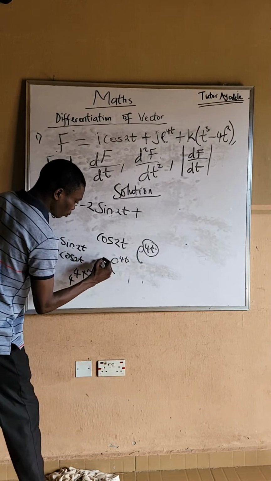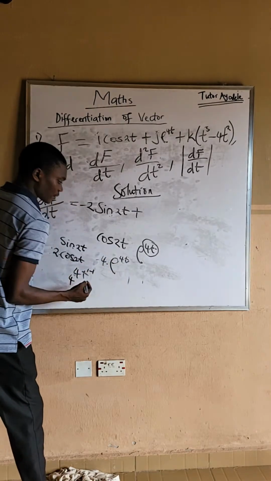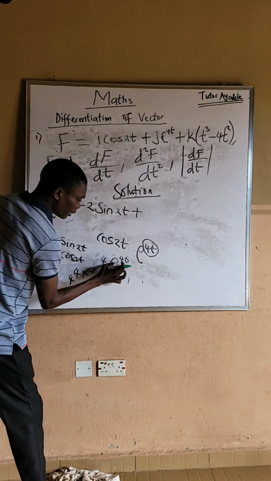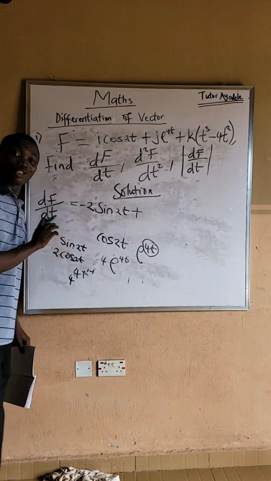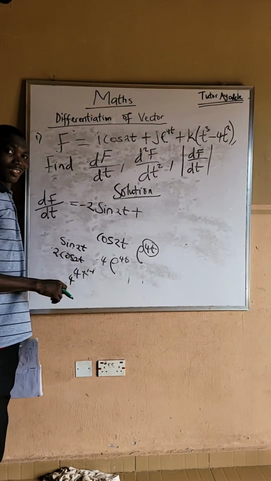I will just use the power to multiply, which is what? 4 times what is here? And which will be 4 exponential 40. That is just the simple way to differentiate this. You don't need to waste time.